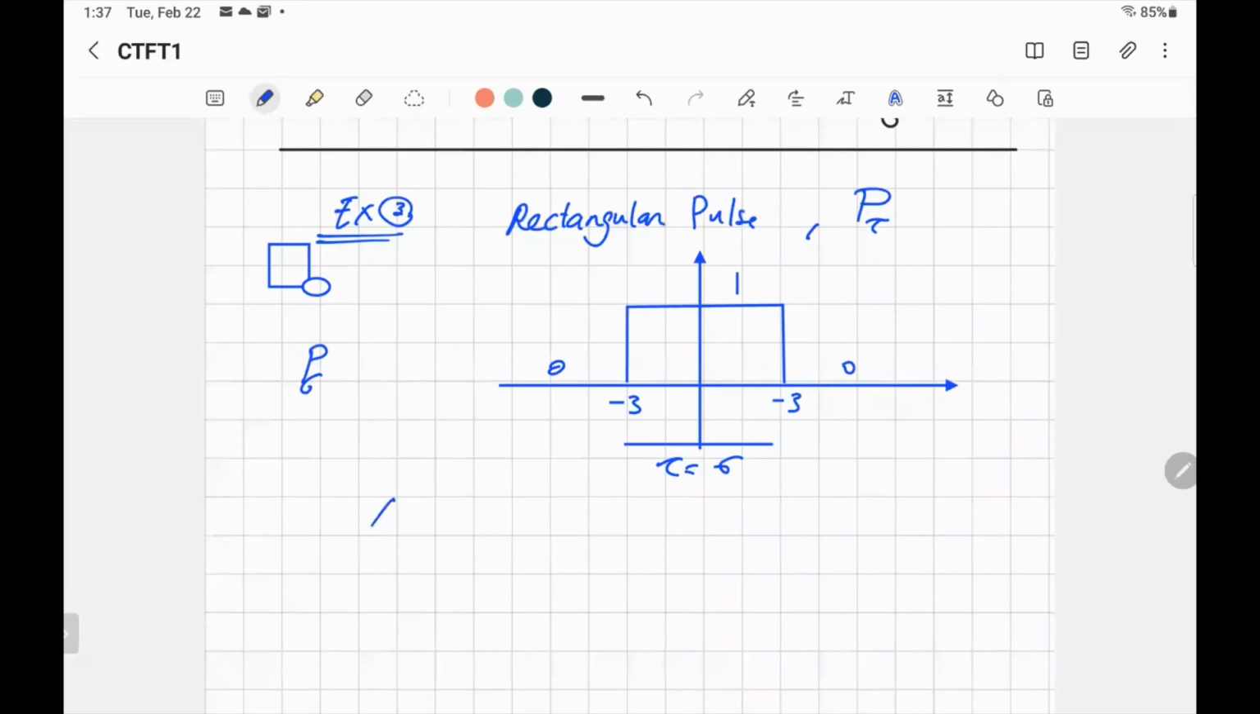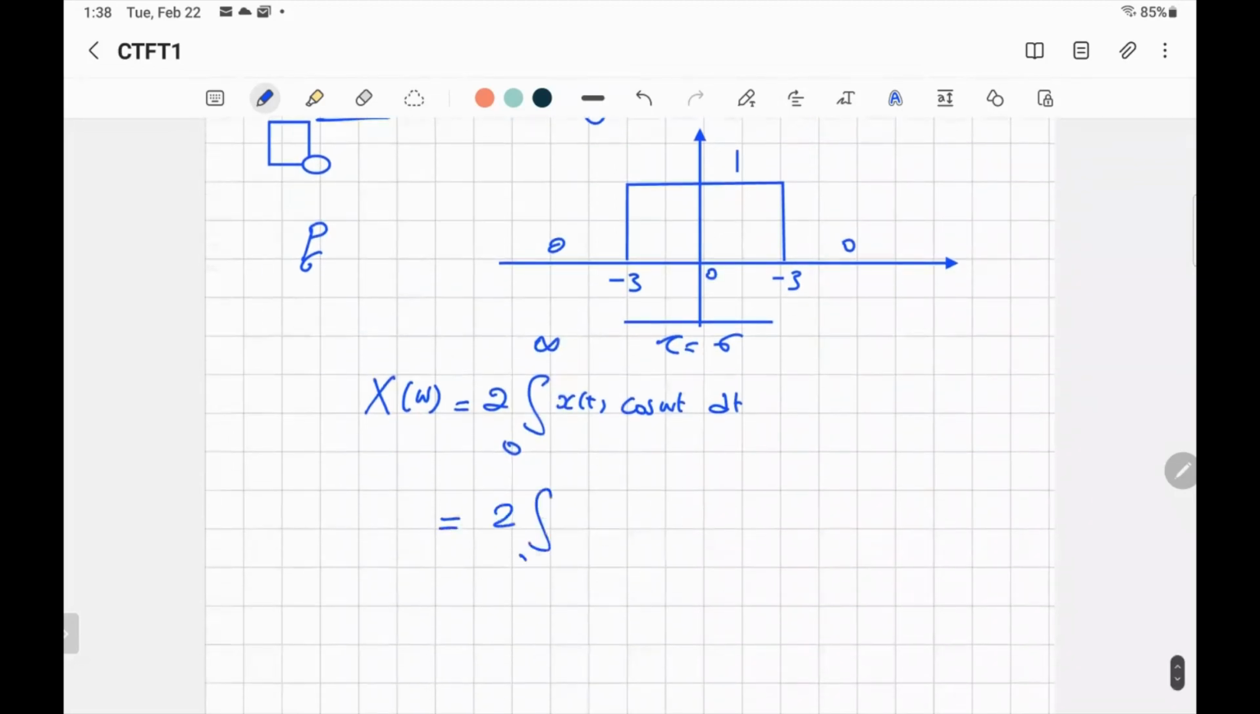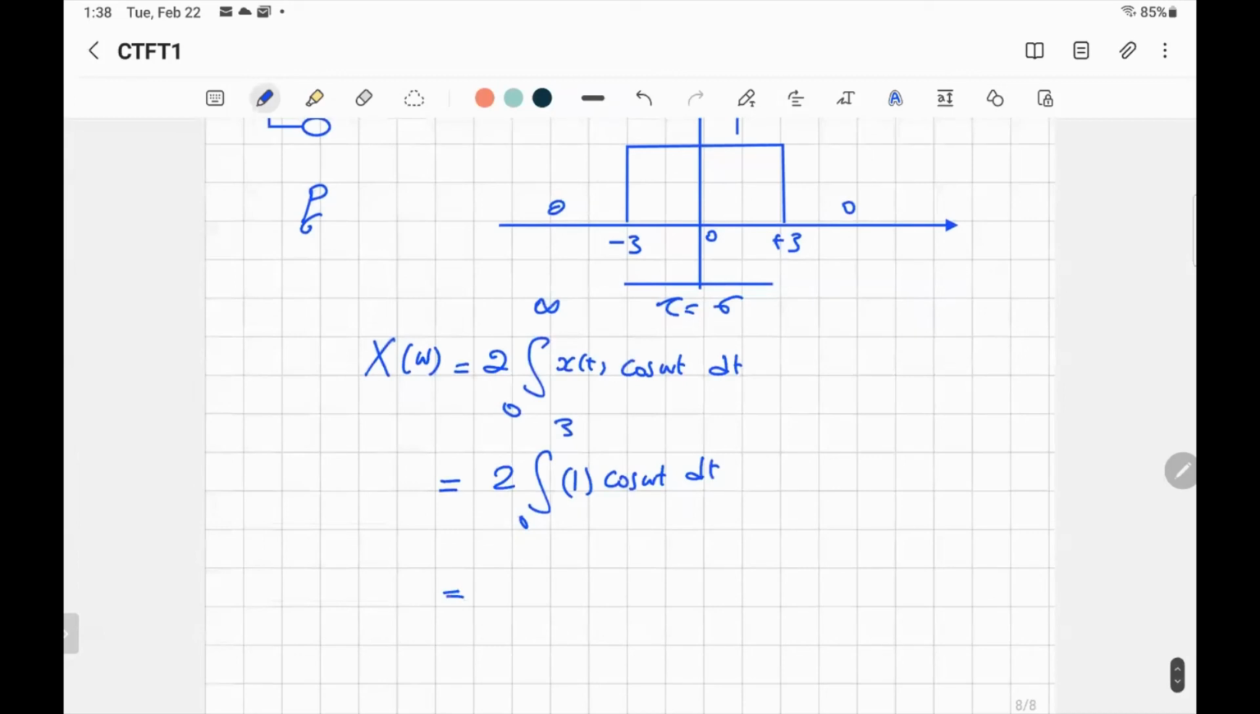Go to the even one, which will say X of omega is equal to the integration from 0 to infinity, right? X of t cosine omega t dt. And then again, 0 to infinity, but you define it only up to 3 in this example. So we'll say, okay, I'm going to integrate, I would say 2, the integration from 0 to 3, right? That's positive 3. And x of t is equal to 1 times cosine omega t. And then, you know, the integral of cosine omega t is sine omega t over omega. Substitute. I got this expression: 2 over omega sine 3 omega. That's what I got.